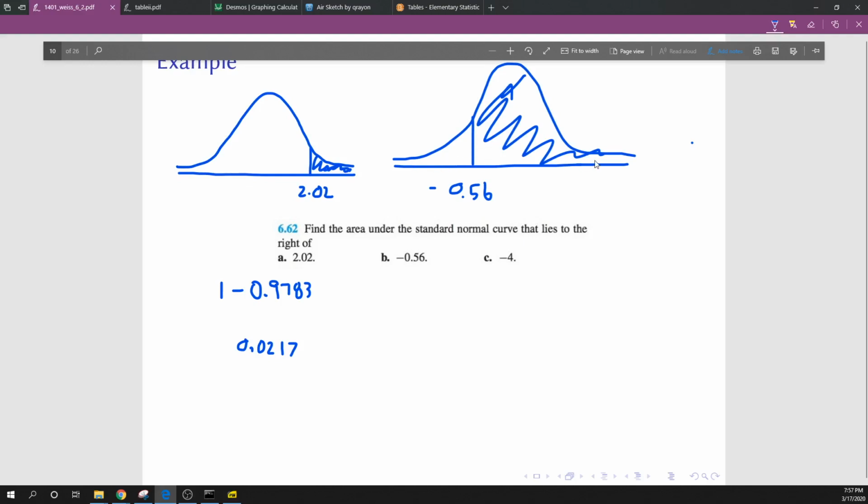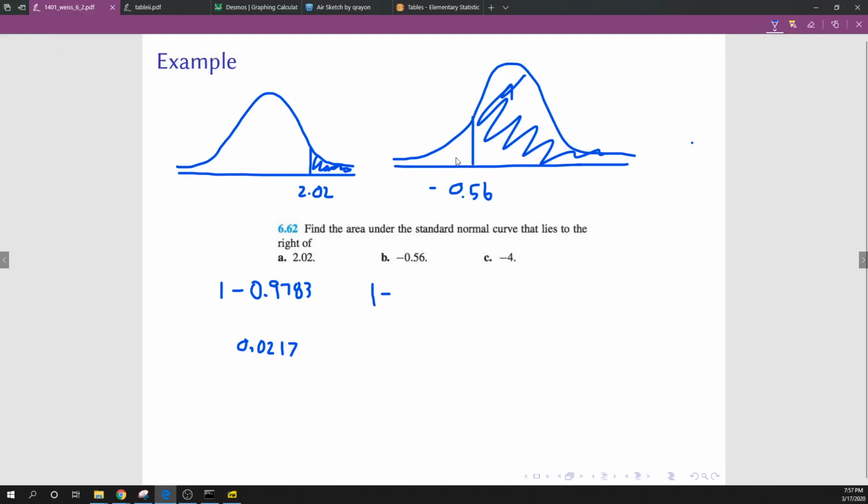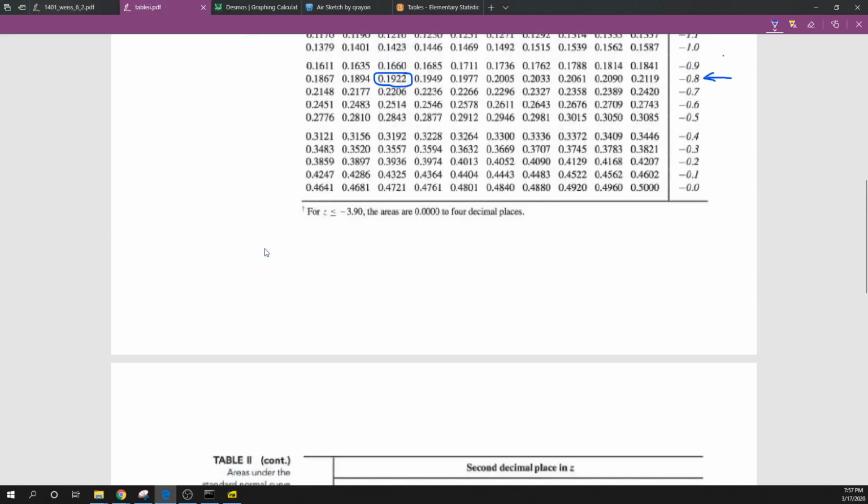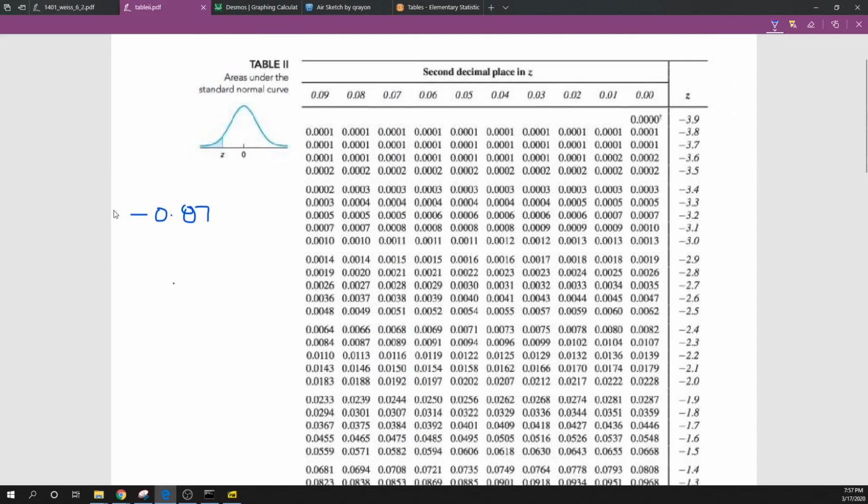We know that the total area, all of it, is 1. So what we're going to do is subtract out the part that we don't want, and that's the part to the left. The reason we do it that way is because that's what table 2 gives us. We're going to look up -0.56. It's going to give us the area that we don't want, and we subtract it from 1 to get the area that we do want. So -0.56, just cross that out.